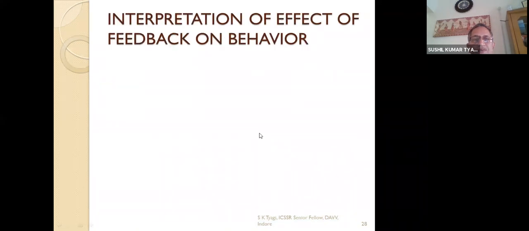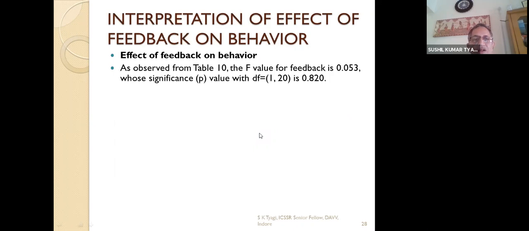Now, interpretation of the effect of feedback on behavior. This is how the interpretation is written. First is the effect of feedback on behavior. Now the research question was to study the effect of feedback, and then personality and their interaction on behavior of students. The first question is the effect of feedback on behavior.